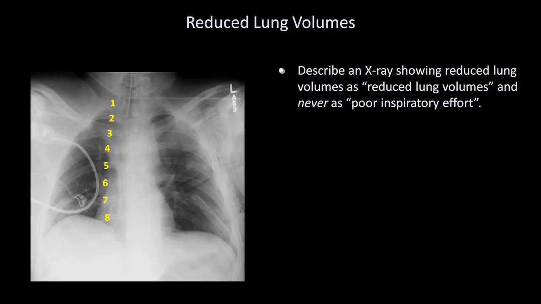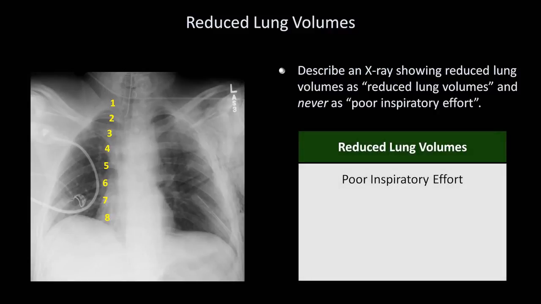Low lung volumes may be the first sign of otherwise occult disease of the lung interstitium, of the diaphragm's neuromuscular apparatus or thoracic wall. Mislabeling this X-ray as poor inspiratory effort risks missing an opportunity at an early diagnosis of these conditions. Having said that, the most common etiology of reduced lung volume may in fact be poor inspiratory effort.